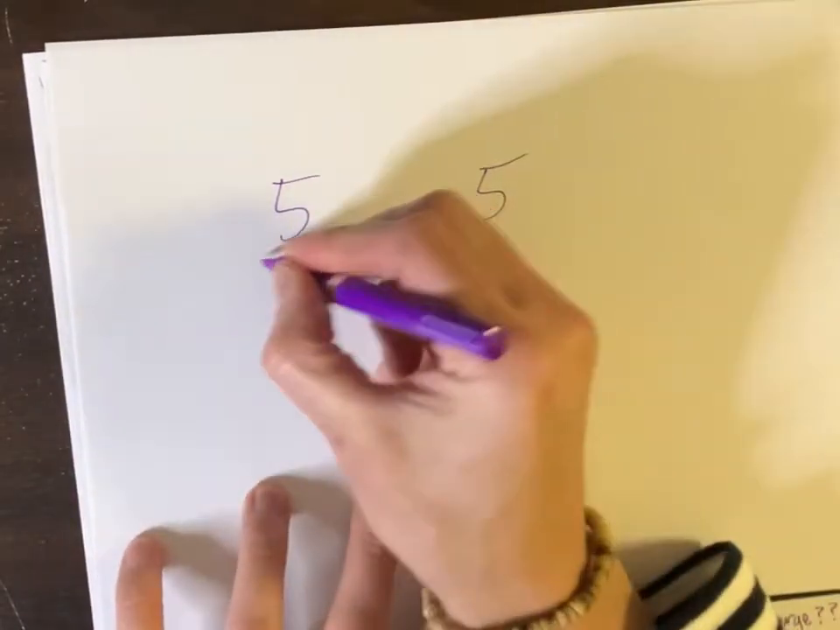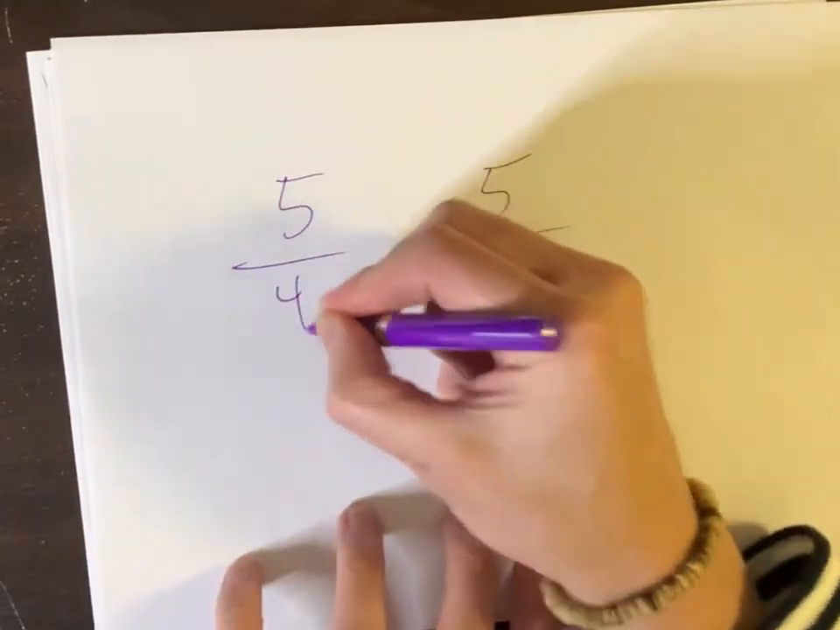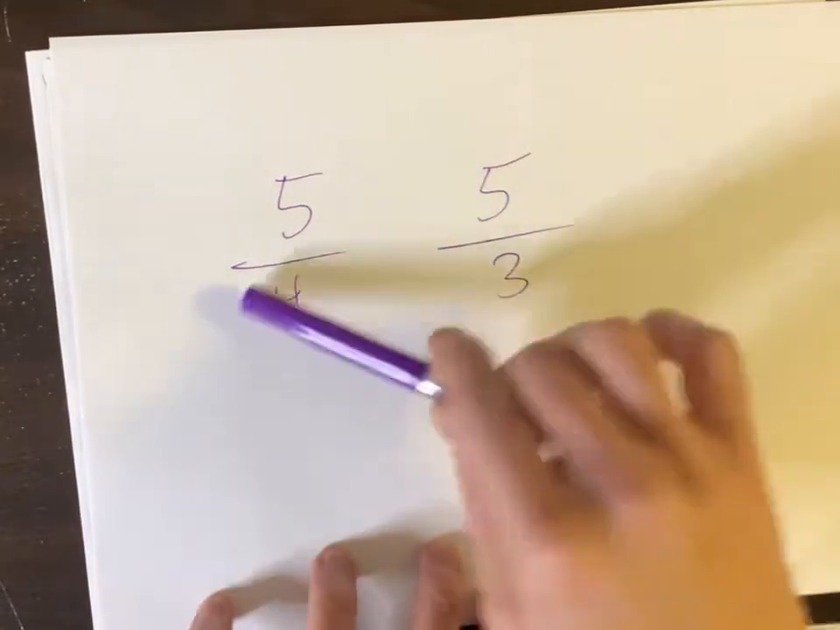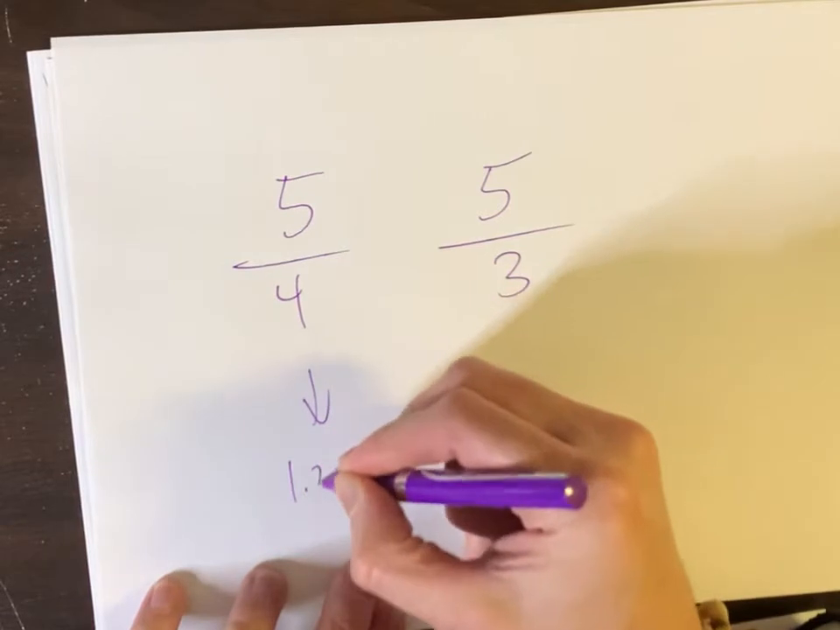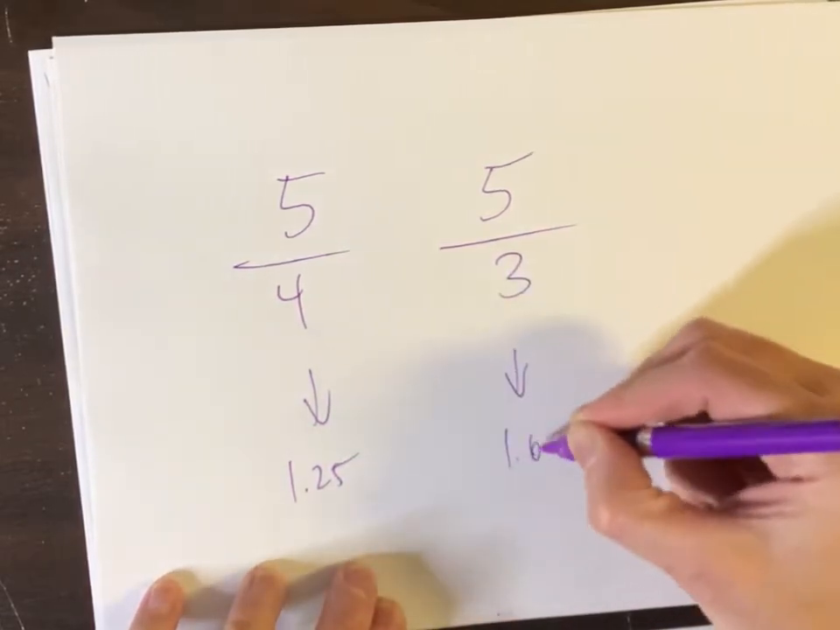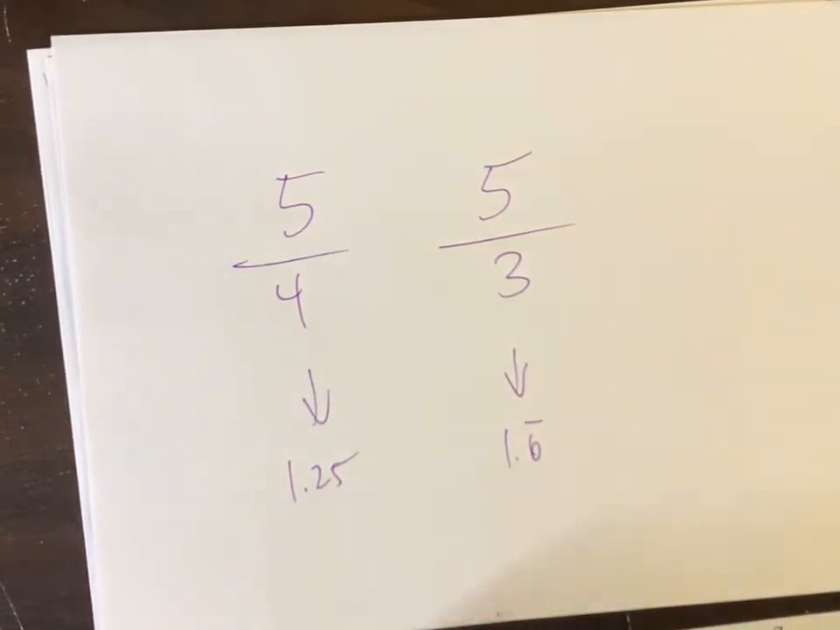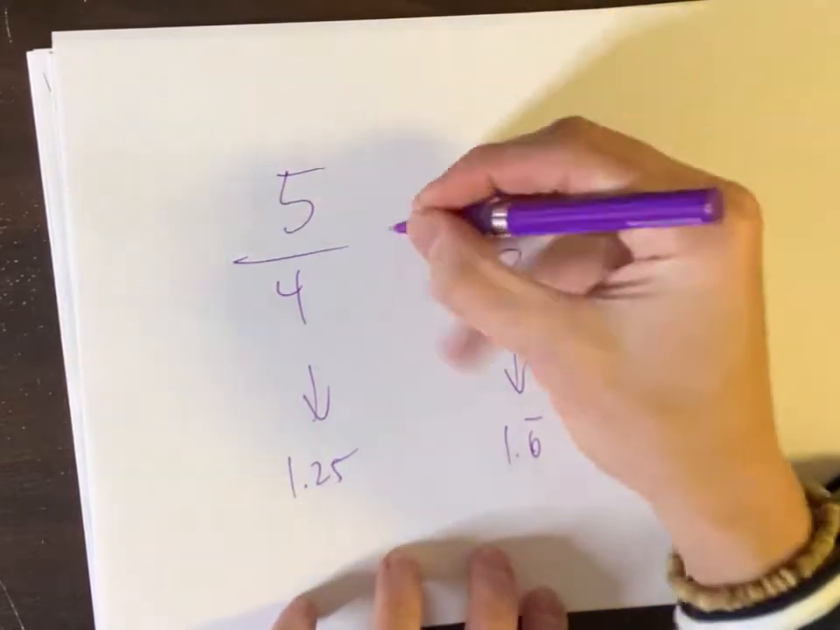5 compared to 5. If I divide this 5 by 4 and this by 3, which fraction is now bigger? Well, this one's about 1.25, and this is about 1.6 repeating. So you can see that this is bigger than that. This is greater.